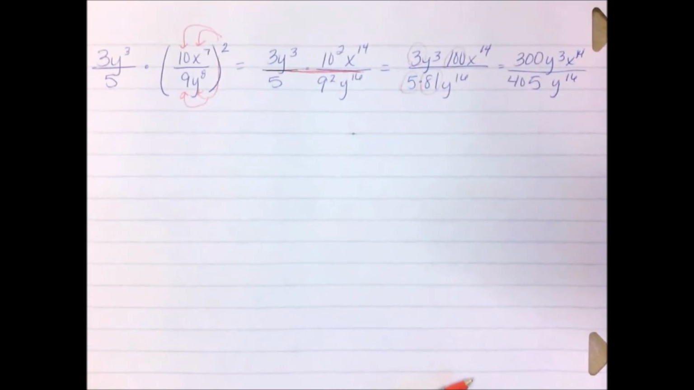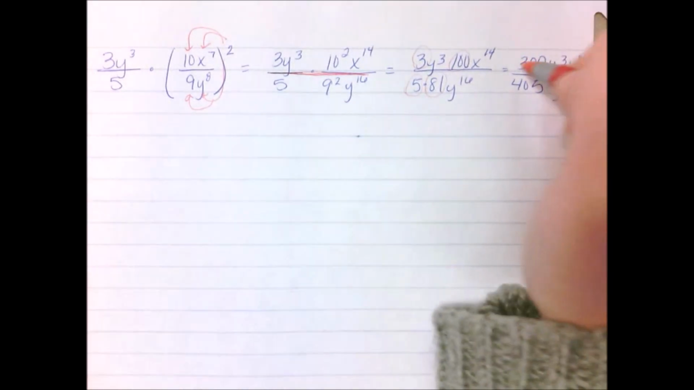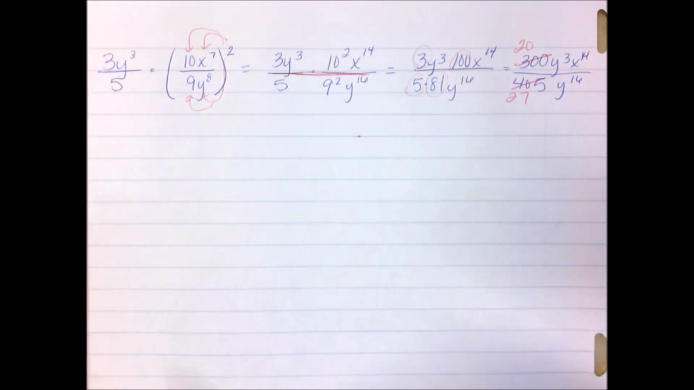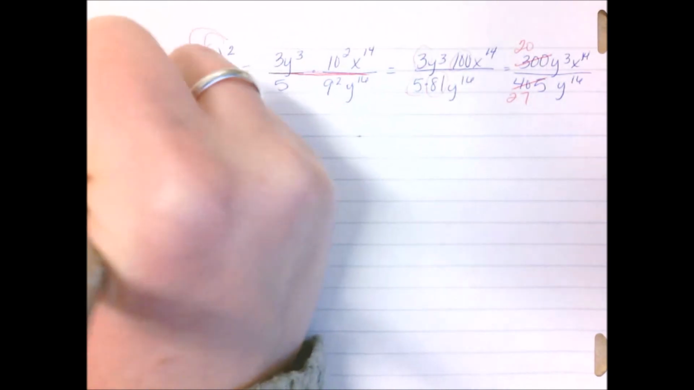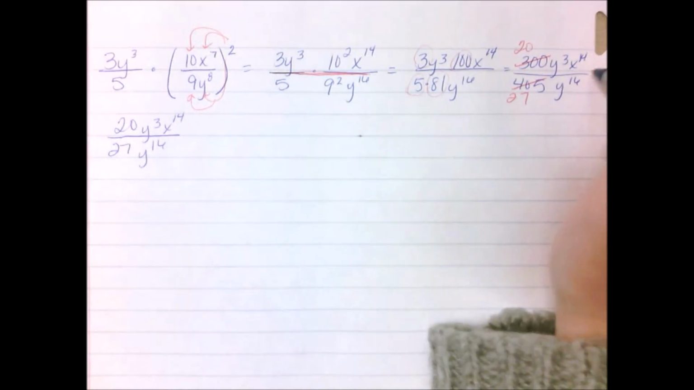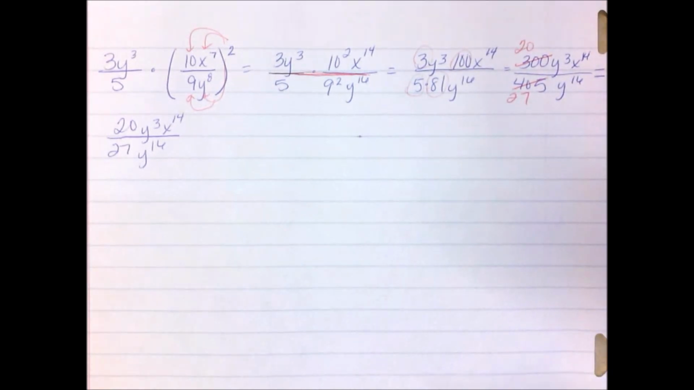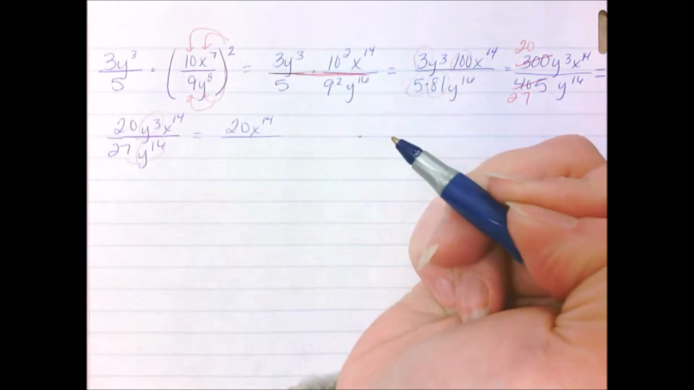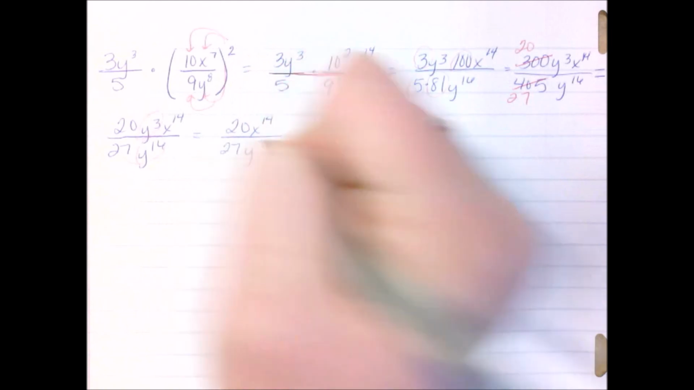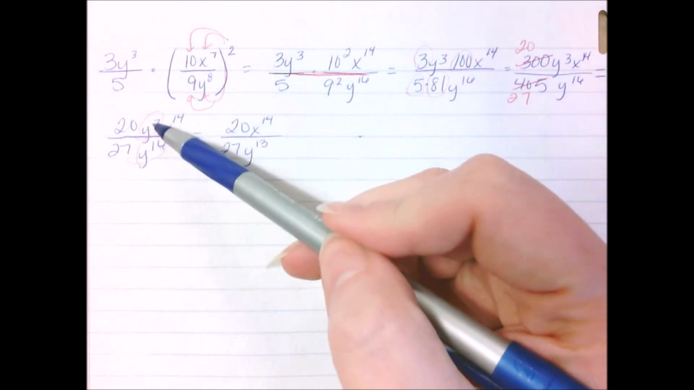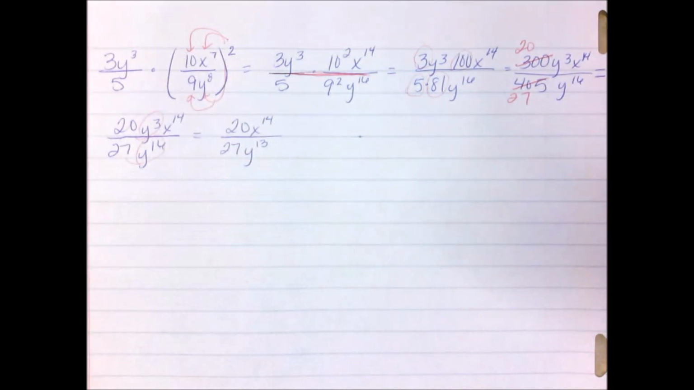Since I'm working on my numbers, I'm going to go ahead and simplify my 300 and my 405. And when I do that, I will be left with 20 over 27. So I will have 20 over 27, y to the 3rd, x to the 14th, y to the 16th. And as I'm continuing to simplify, I notice that I still have 2 y terms, so I can subtract those two. Because the 16 is bigger, my y is going to end up on the bottom of this fraction. So I'll have x to the 14th on the top, and then 27y to the 3rd, or rather to the 13th, there we go, on the bottom. Because I did 16 minus 3, the 13 will stay on the bottom of the fraction.